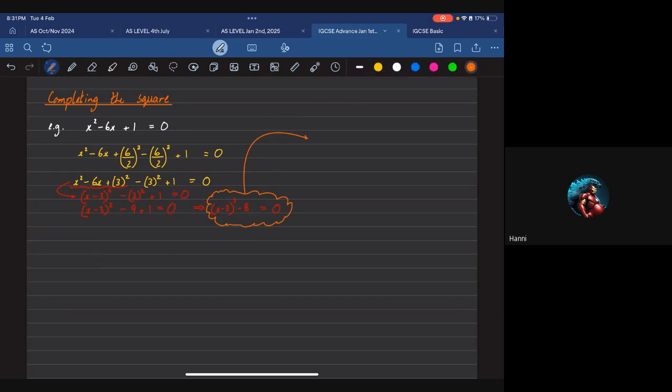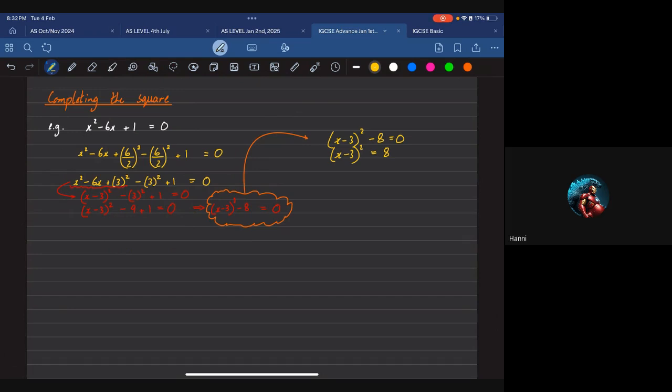How can I solve an equation? It's simply going to be x minus 3 whole squared minus 8, which you can take to the other side. So it's minus 8 is equal to 0, which can be written down as x minus 3 whole squared is equal to 8.